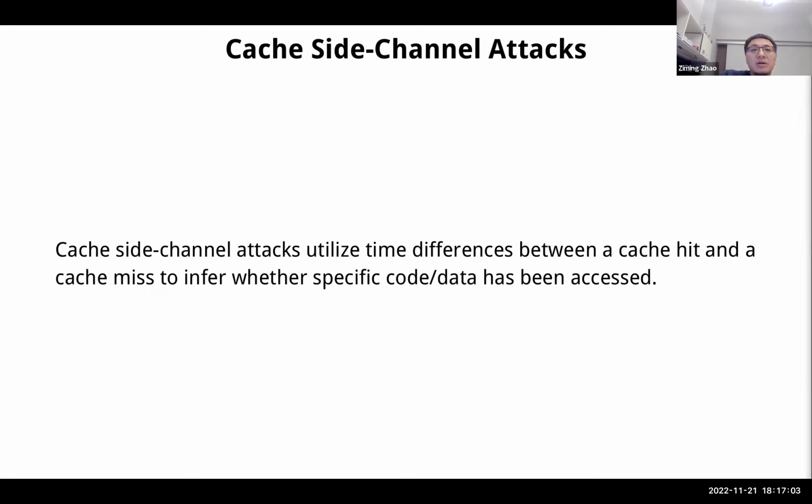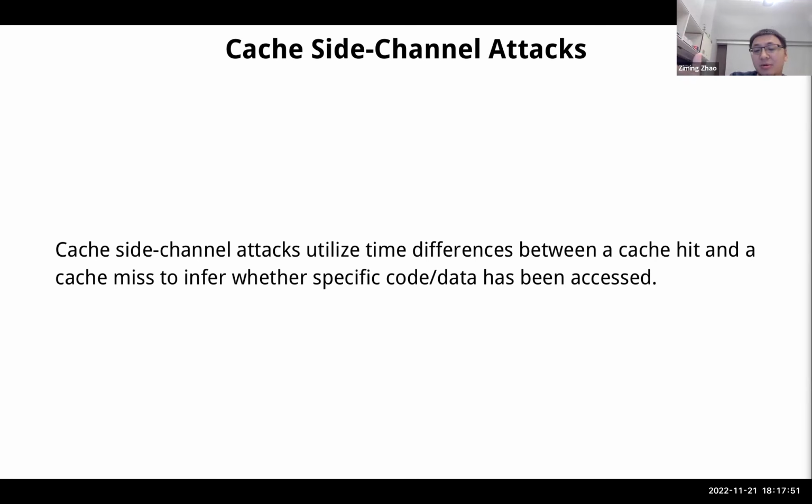Okay, so we are attackers. We are interested in how to exploit those policies, and this cache, to do attacks. The attack we are interested in is called a cache side channel attack. A side channel attack utilizes the time difference between a cache hit and a cache miss to infer whether specific code or data has been recently accessed by the previous piece of code, or by another CPU core.